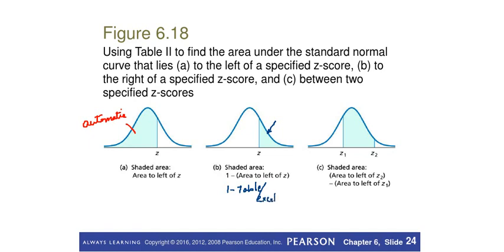Now, the other case, of course, is that if we have two different z values, what do we do? Well, the way we're going to handle it is this. We're going to find the area that is to the left of the larger z value, which is the area of everything to the left of that, and we're going to subtract away the area that's everything to the left of the smaller z value. So when we subtract those two values, the area to the left of z2 minus the area to the left of z1, we're left with the area in between. So that's the way that we're going to do this. And I'll illustrate this with an example.